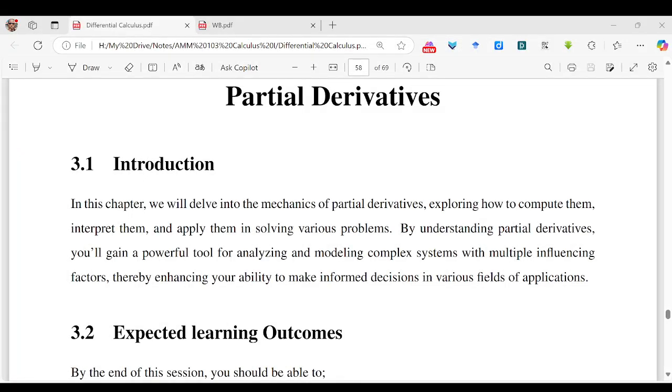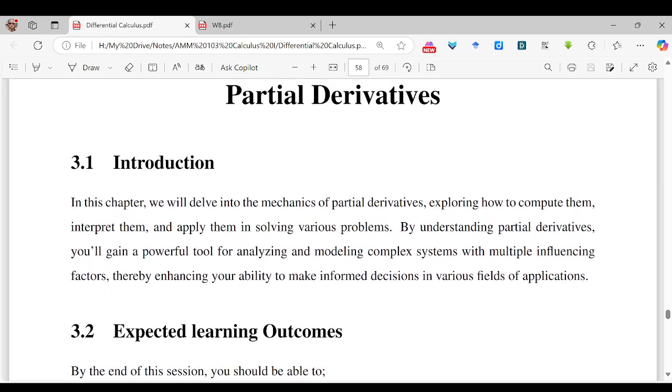Hello viewers, in this session I'm going to talk about the partial derivatives. So previously we have looked at how to find the derivative of a function of a single variable. We would like a function, say y is a function of x. In this case, the variable y depends on only one variable, which is x.